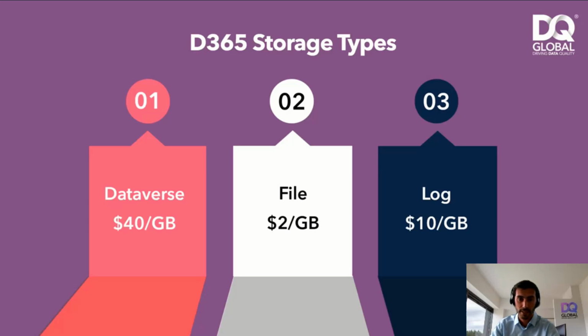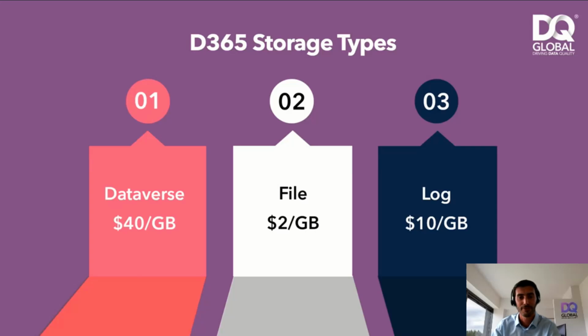We then have the second medium, which is file storage. So think of this more like SharePoint, but stored within your Dynamics 365 tenant, and that is $2 per gigabyte. We then have log storage, which is audit history and some other storage types, which we'll speak about later, and that's at $10 per gigabyte per month. So first, we've got to understand the cost implications with these different types of storage.